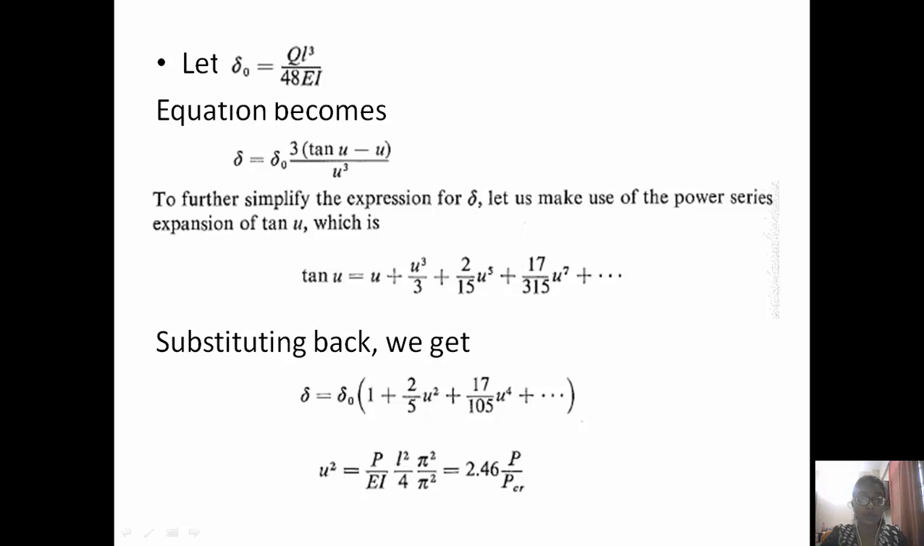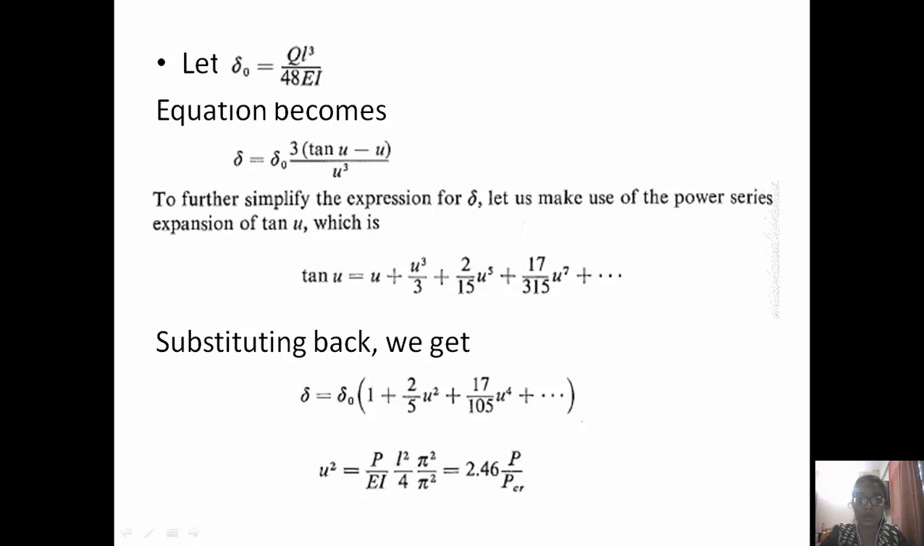Since we know that for a point load acting on a simply supported beam, the deflection is QL cube by 48EI, we can take it as delta naught. Therefore, the equation of delta becomes equal to delta naught into 3 times tan u minus u by u cube.